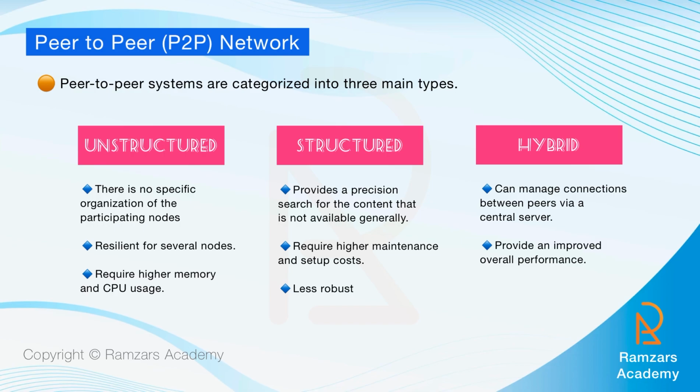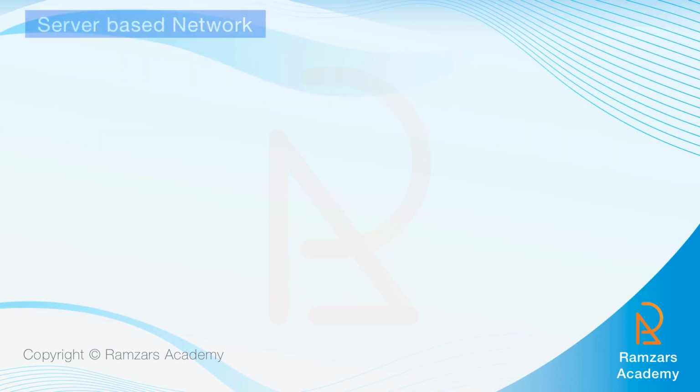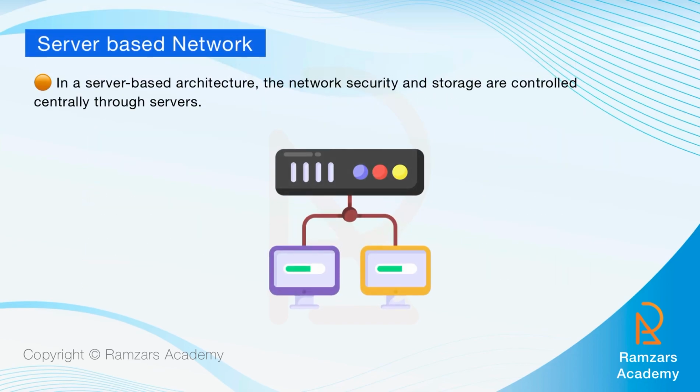So, how are server-based systems different from peer-to-peer networks? In a server-based architecture, the network security and storage are controlled centrally through servers. They manage network tasks such as storing files, authenticating users, running applications such as database and email programs, and also managing printers. Files are easily secured and backed up centrally. Users have one user account for logging onto any computer in the network. This arrangement helps manage users' security.